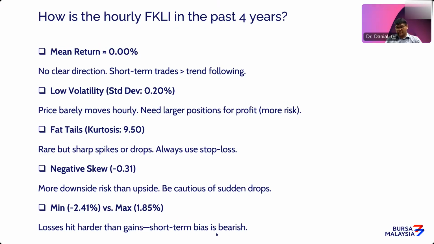However, the data here shows that, okay, kurtosis 9.5. Anytime when the sharp spikes or sharp drops happen, if you always revise your stop loss, that will not end in a good way, right? So negative skew, negative 0.31. We will say here, more downside risk than upside. Be cautious of sudden drops.